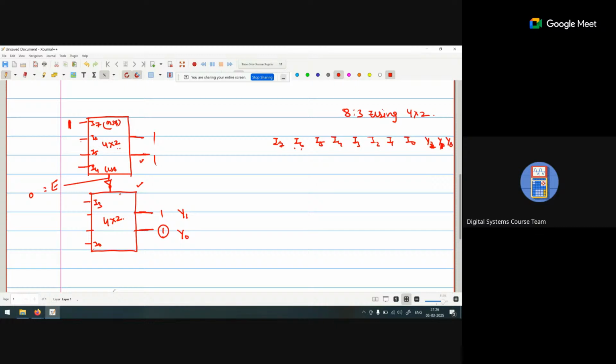Now, if this is pin number 1 and this is pin number 1, we are ORing this one and this one, and we are getting a Y. We are ORing this one and this one, and we are getting a Y. And with respect to this enable, we are getting a Y.